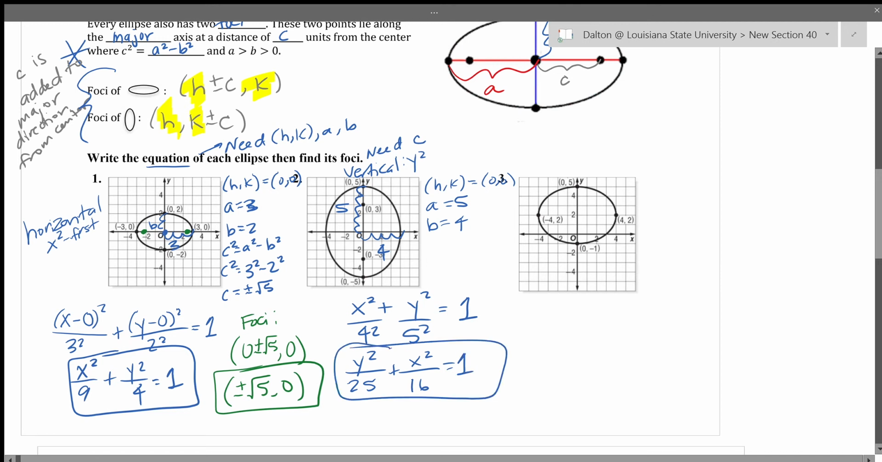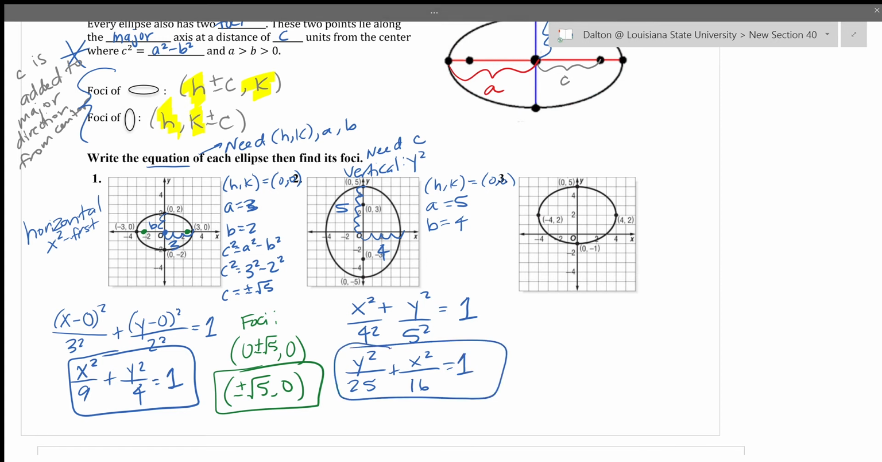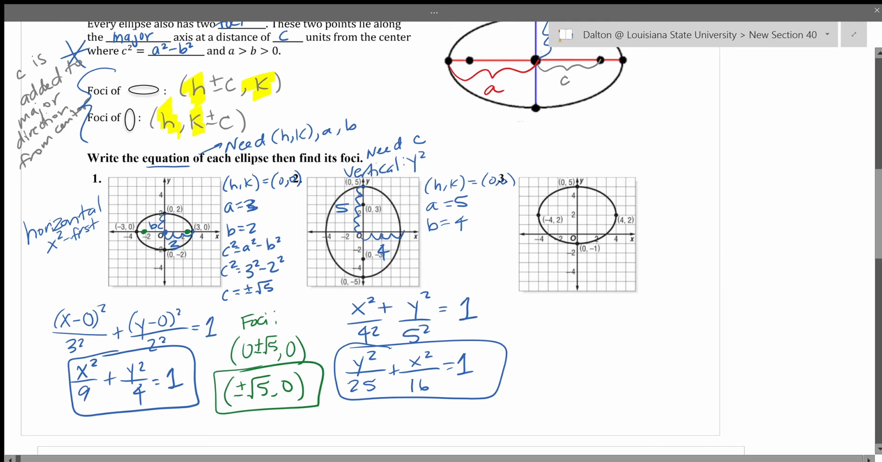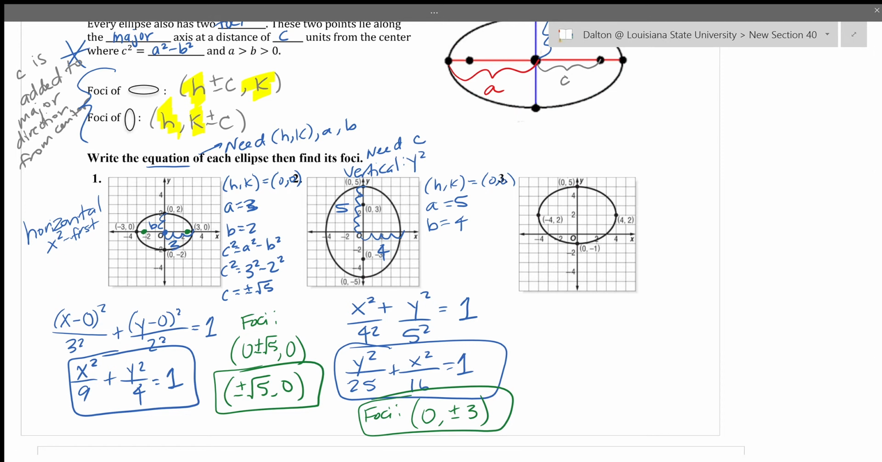And then they already give us the foci, but we can go ahead and write them as coordinates. One is at (0, 3), the other is at (0, -3). So we can say that the foci are going to be at (0, ±3) if we write it as one coordinate. Questions so far?